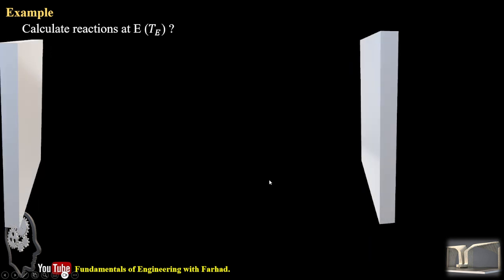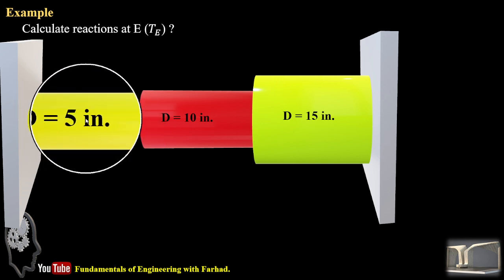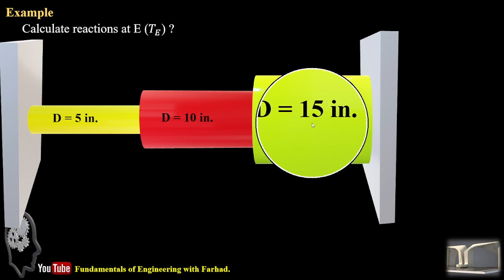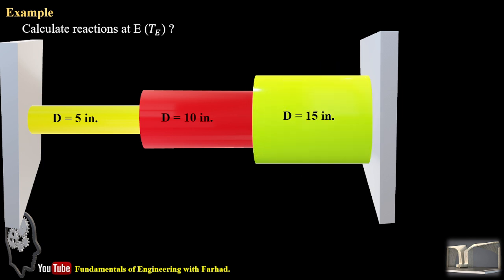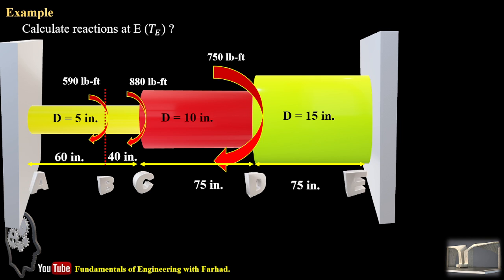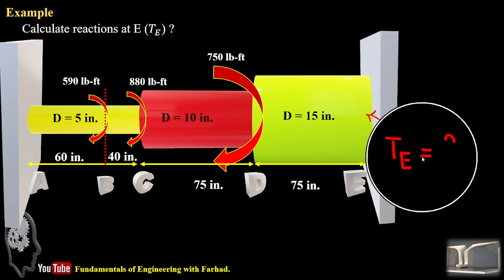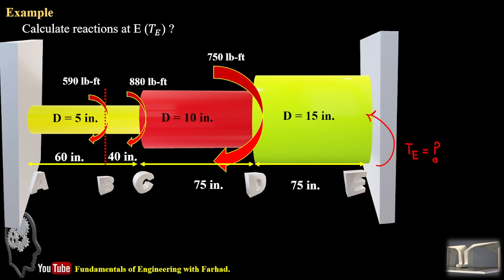In this example, we have three solid cylindrical shafts with different diameters: D1 is 5 inches, D2 is 10 inches, and the last one has a diameter of 15 inches. It's fixed between two supports. We want to know the reaction at the fixed end, TE. So we want to calculate the torsional torque at the second support. Let's see how we can approach this problem.